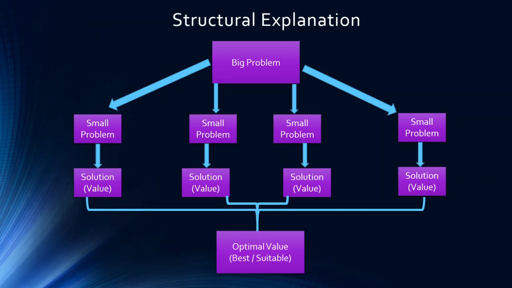So a big problem can be divided into smaller units or subproblems, and from each subproblem you will get a solution, a value. From those values you can find the optimal value, or the best value, or suitable value for that particular problem. This is what dynamic programming is about.